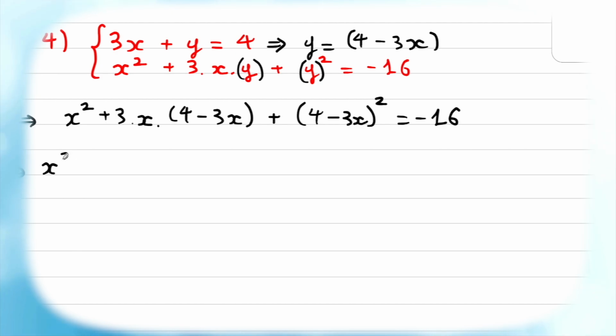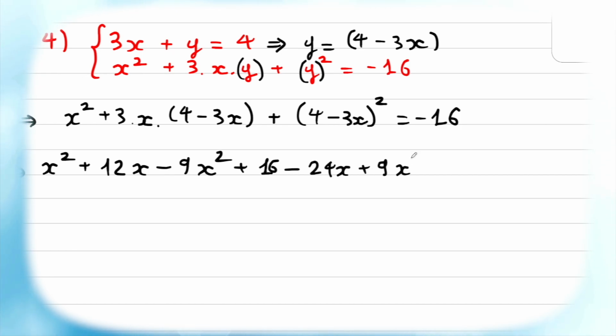And the next one, x squared plus 12x minus 9x squared. The next one, expand this bracket, we have a perfect square: 4 squared means 16, and 24x, plus 9x squared, and plus 16 here equal to 0.